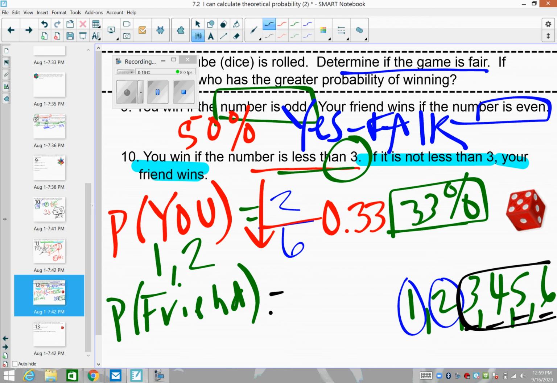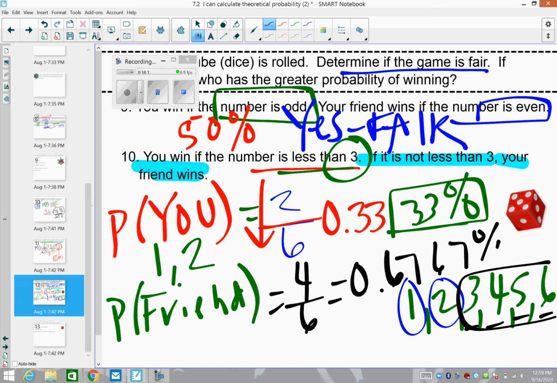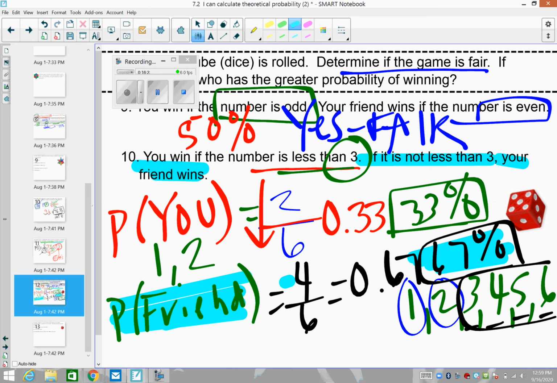So your friend has a 4 out of 6 chance of winning, which is a repeating decimal of 66%. So I'm going to round that, so 67% when rounding. Is this a fair game? No. Your friend has a 4 out of 6 chance of winning. So who has a better chance of winning? Your friend. Why? 4 out of 6 is a 67% chance of winning that game.